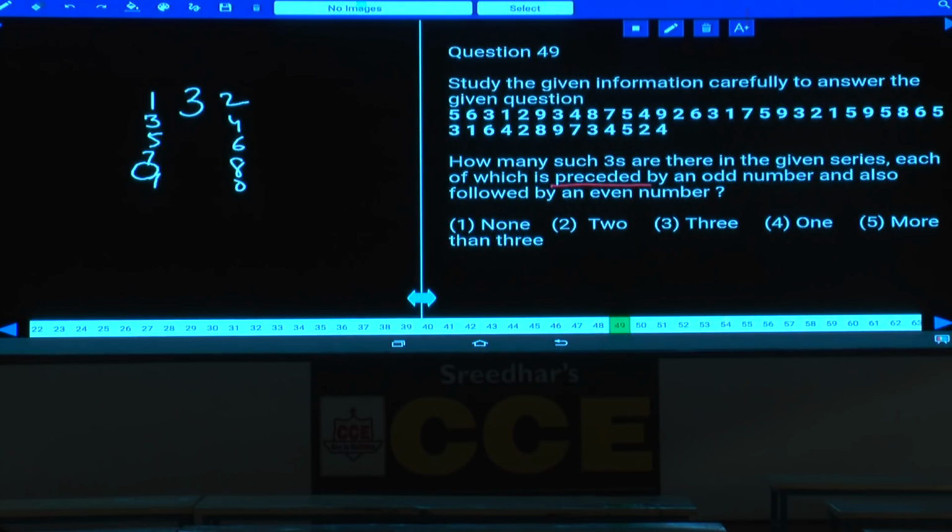Then, yes, tell me what are the different cases. Now, if you start with these 3. This 3 is not preceded by an odd number. And this 3 is preceded by an odd number and followed by an even number. Hence, this 3 can be taken, isn't it?